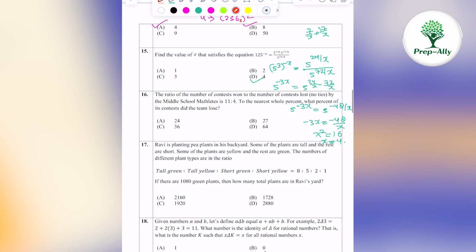Now the question number 16, the ratio of the number of the contests won to the number of the contests lost by the middle school is 11:4.